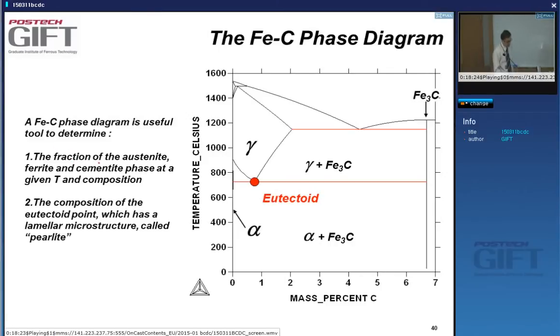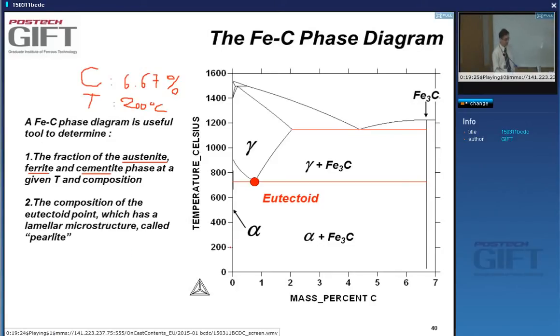With this phase diagram, the iron-carbon phase diagram, we can determine the fraction of austenite, ferrite, and cementite at any temperature and composition. For instance, say I have a carbon content of 6.67% in weight. I have an alloy that consists of that, yes? And I'm interested at a temperature of 200 degrees C. So my question to you is, what is the fraction of austenite, ferrite, and cementite in that particular alloy?